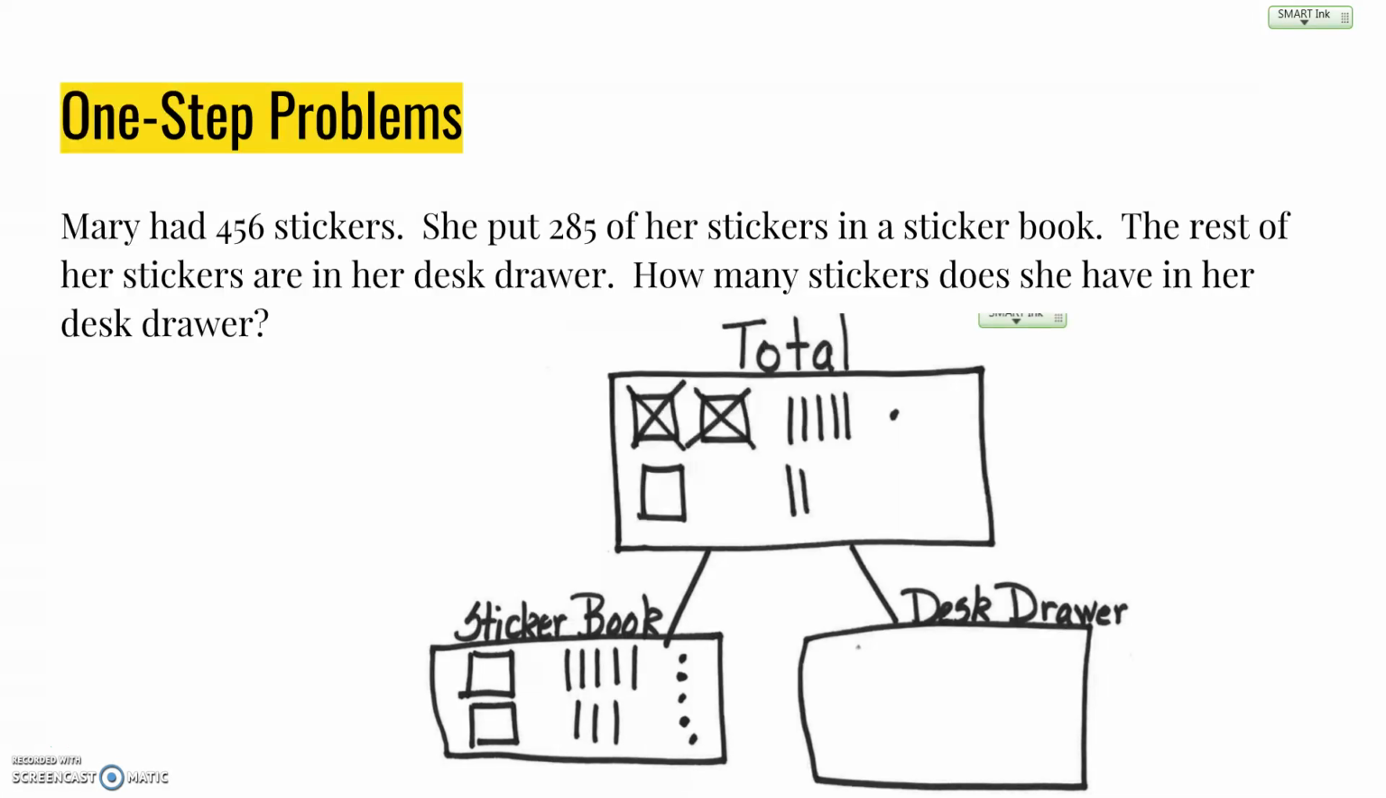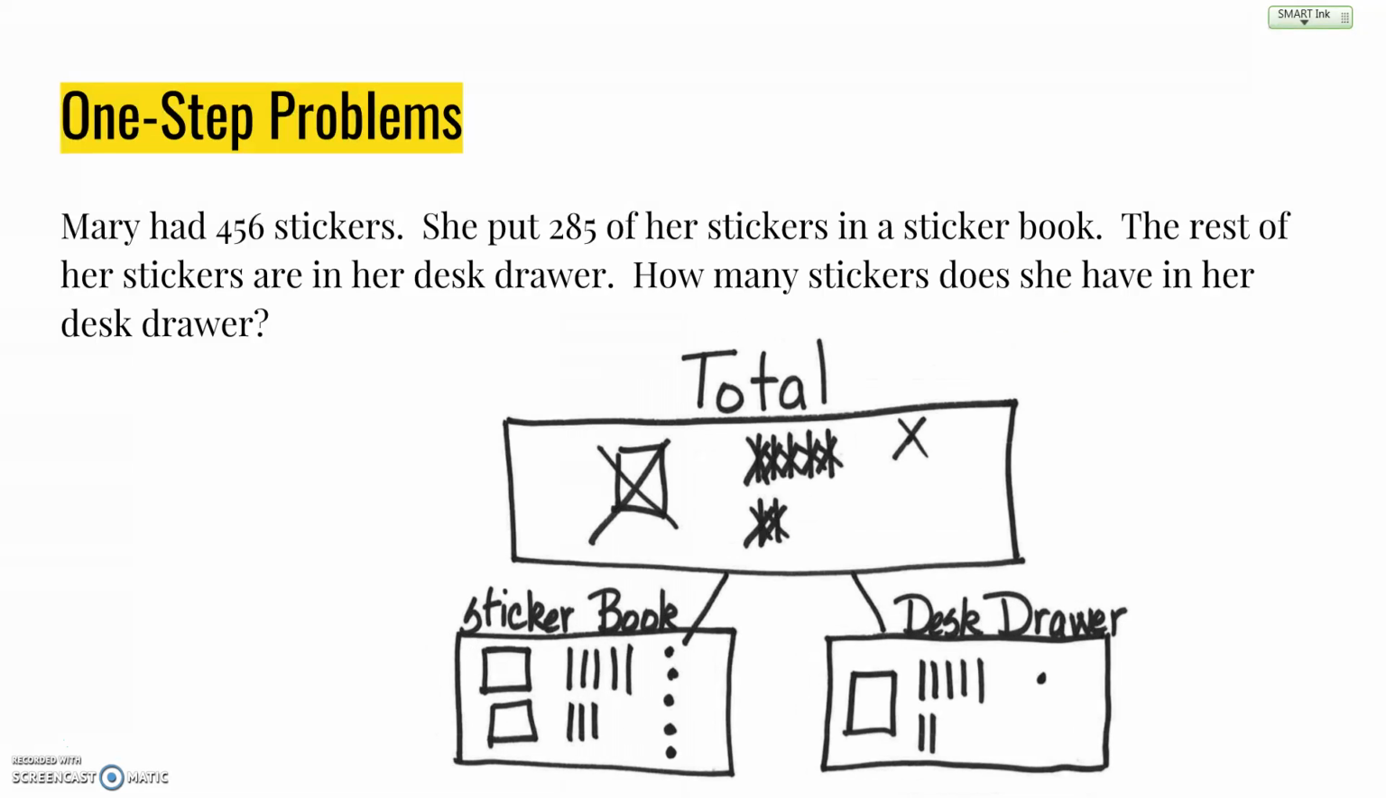Now we need to put 200. So we just cross out 2 of the hundreds and move them down into the sticker book. So now we have 285 in the sticker book. So then we know that everything that didn't go in the sticker book is going to go into the desk drawer. So we cross out everything in that top box and move it down into the desk drawer. So I can see she put 285 stickers in the sticker book and she put 171 stickers in her desk drawer.